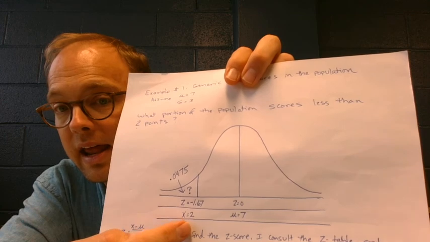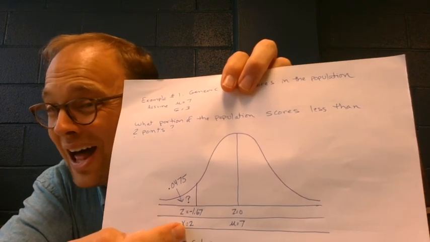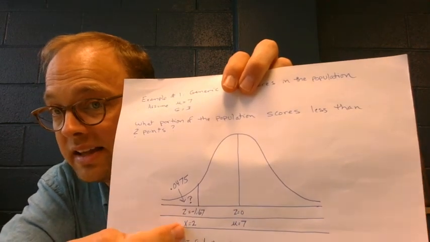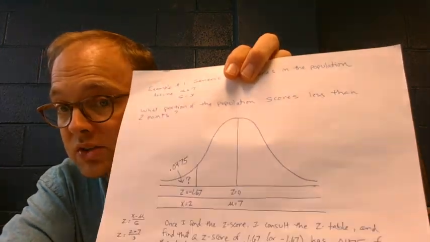So I went ahead and marked that, another item that I know. A raw score of 2 is going to fall there. How do I know it's there? Because 2 is less than 7. Okay, so now I have a raw score. Well, guess what the next thing I did was?